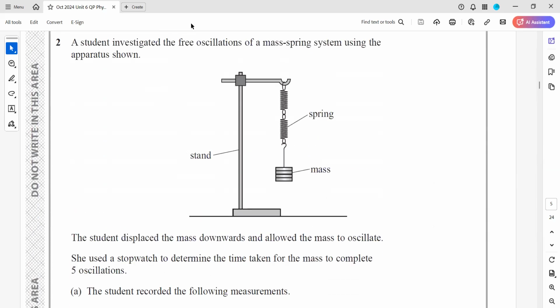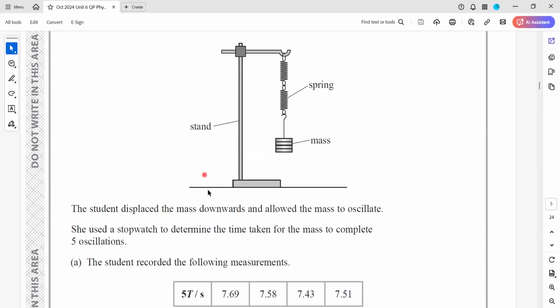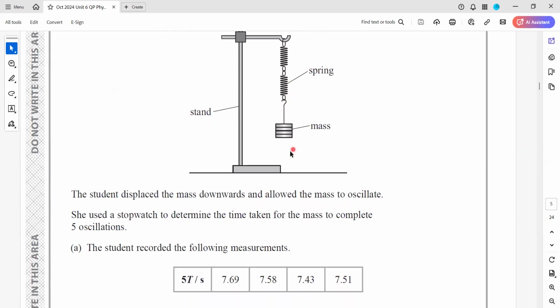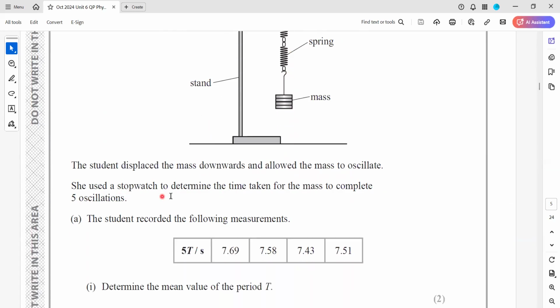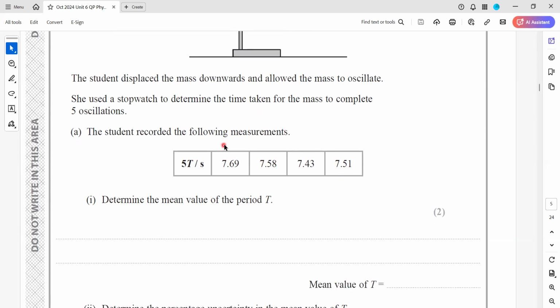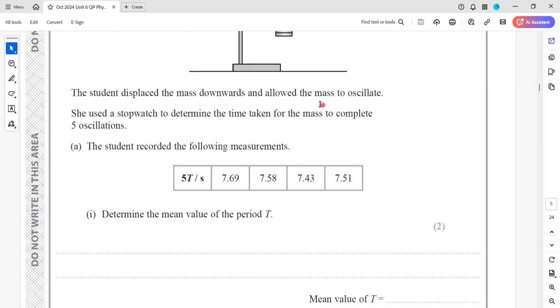Question 2. A student investigates the free oscillation of a mass spring system using the apparatus as shown. The student displaces the mass downward and allows the mass to oscillate. So the mass will oscillate, as you can see. She uses a stopwatch to determine the time for the mass to complete 5 oscillations. Determine the mean. So we need an average. To get an average, we add and divide by the total number. How many results are there? 4. And all appear in the same order.